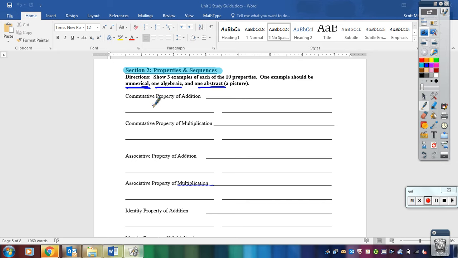For example, the commutative property. Numerical means only numbers. 4 plus 3 equals 3 plus 4. That's numerical. Algebraic means it has variables. x plus y equals y plus x. And abstract, meaning a picture. A triangle plus a circle equals a circle plus a triangle. That's 3 examples of the commutative property of addition.